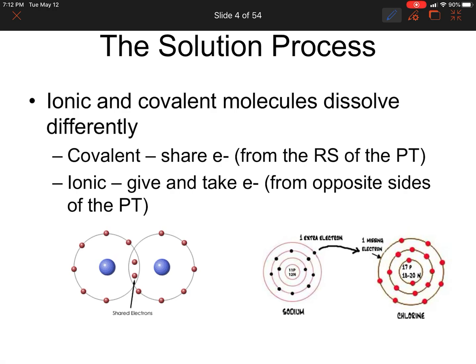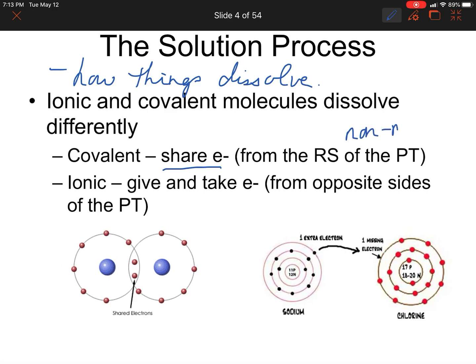Now, we're going to go through the solution process. This is basically how things dissolve. Ionic and covalent molecules dissolve differently. Just as a review, covalent molecules are going to share their electrons. For the most part, they're from the right side of the periodic table, so these are my nonmetals. Whereas ionic compounds give and take their electrons. Those are from opposite sides of the periodic table, so this would be a metal and a non-metal bonded together.